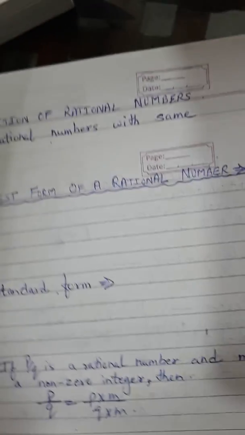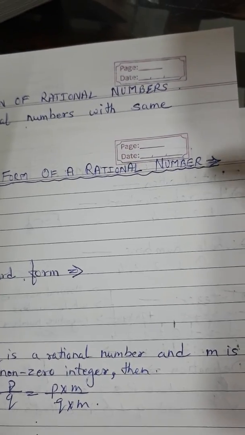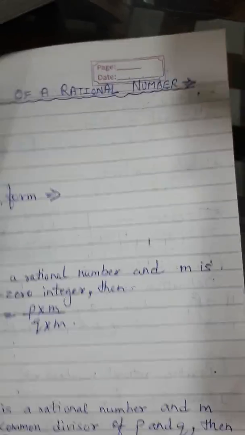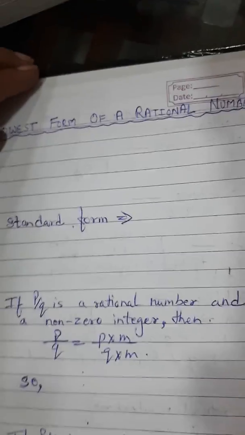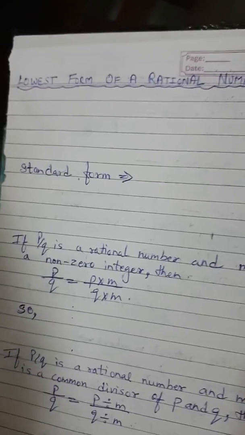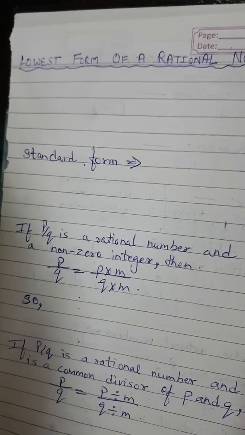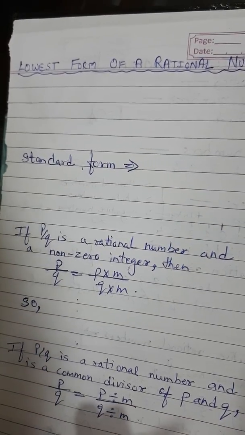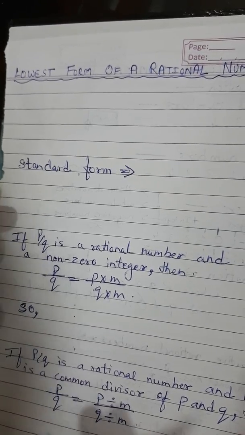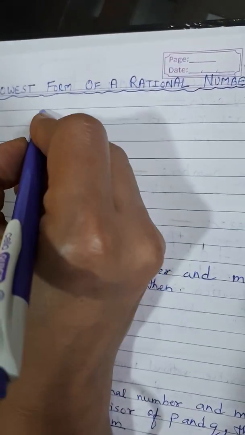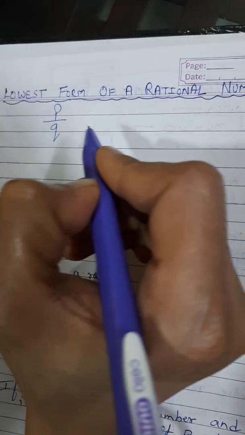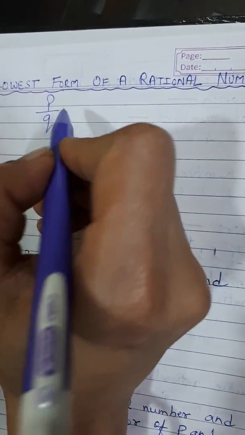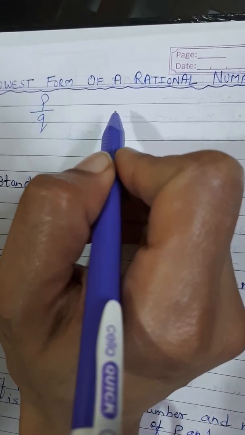Now, lowest form of a rational number. A rational number p upon q is said to be in the lowest form or in the simplest form if p and q have no common factor other than 1. So it will be the lowest form when there is no common factor other than 1.